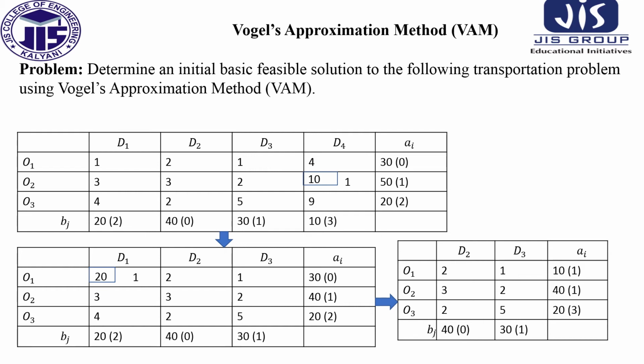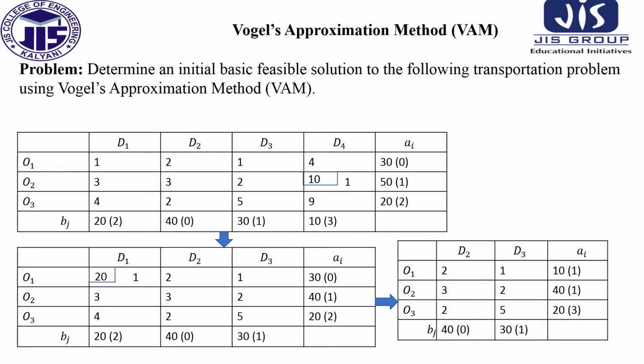Among all the subtracted values, which one is the maximum? 2 is the maximum in table 2. So there are two 2's, you can select any 2 arbitrarily. So I have selected here the D1 column where the 2 is present. So in the D1 column, 1, 3, 4, three costs are there. So we have to select the minimum cost. So here the minimum cost is 1. Means we have selected here the O1 D1 cell, that is the 1, 1 cell we have selected.